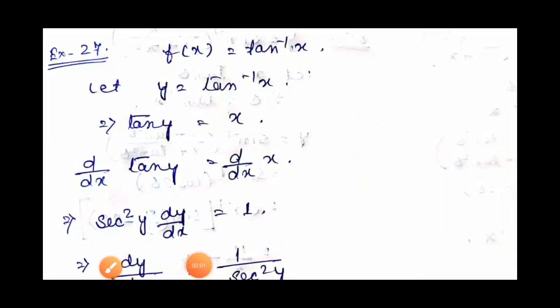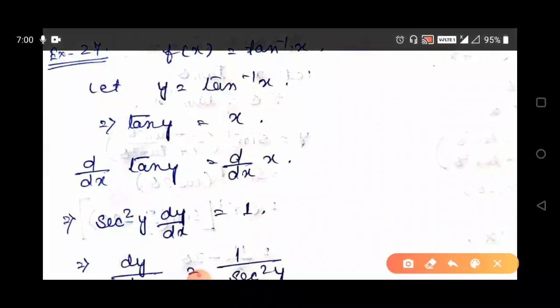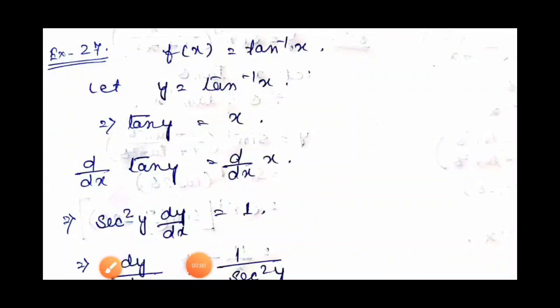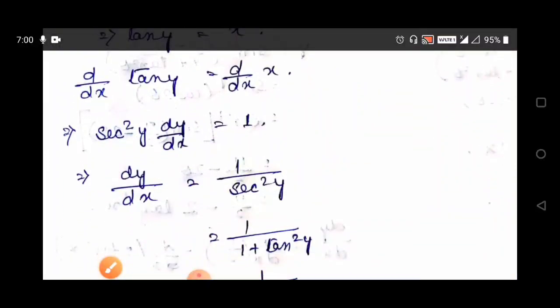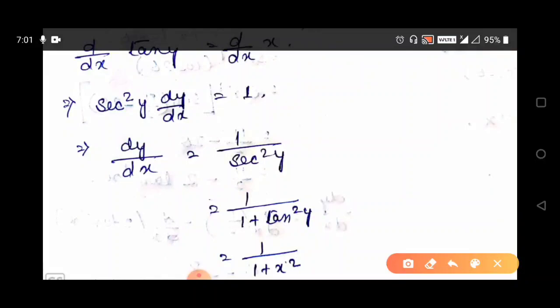Example 27, here we will find the derivative of tan inverse x with respect to x. So let us assume that y is equal to tan inverse x. Here we will find dy by dx. So from here we can say tan y is equal to x. Now d dx of tan y is equal to d dx of x. So from here d dx of tan y will be equal to sec square y and we have to write dy by dx, and from here we will get 1. So dy by dx is equal to 1 by sec square y.